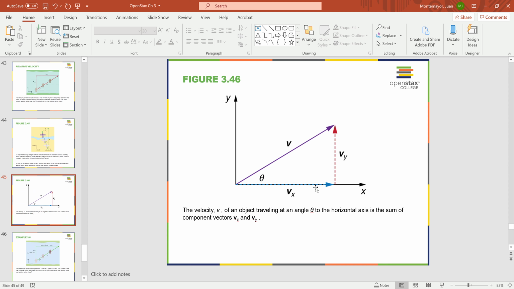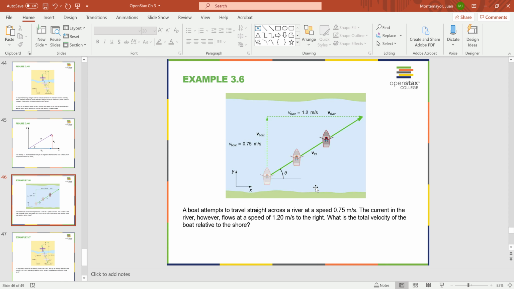Okay, so the velocity of an object traveling at an angle to the horizontal axis is the sum of the components Vx and Vy. Same thing we've been talking about. We have our displacements that we have our vectors, we have our velocities that we have our vectors, and we actually have our accelerations that have our x and y components as well. But for this one, we've mostly been talking about our velocities.